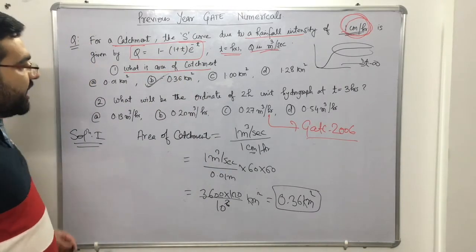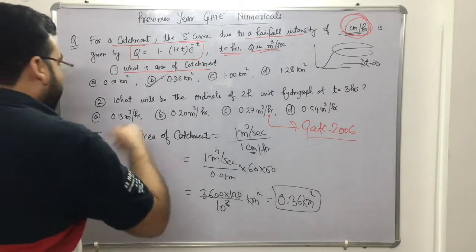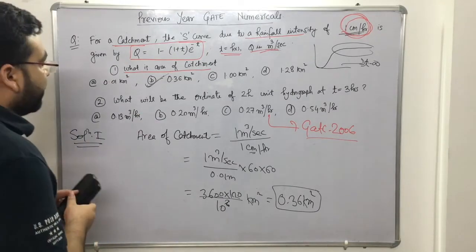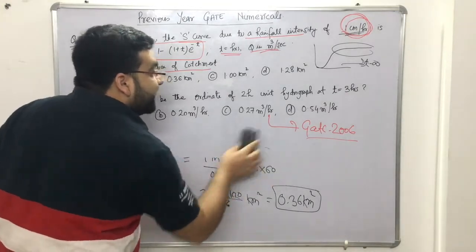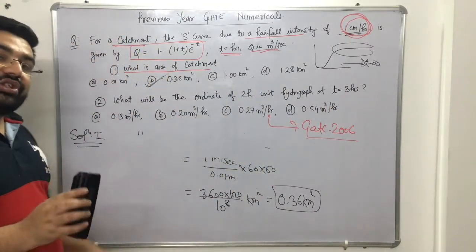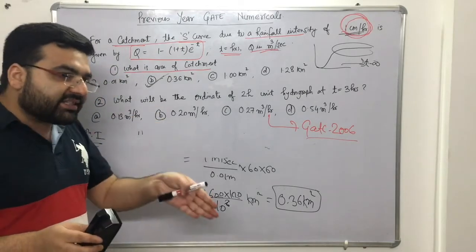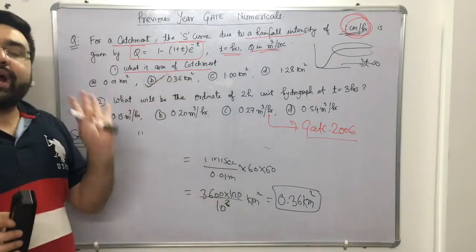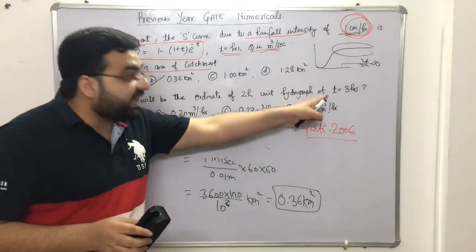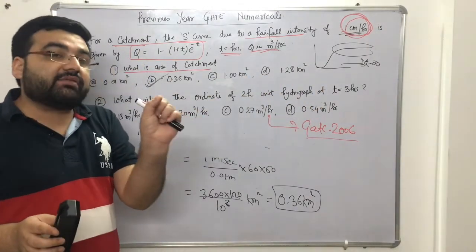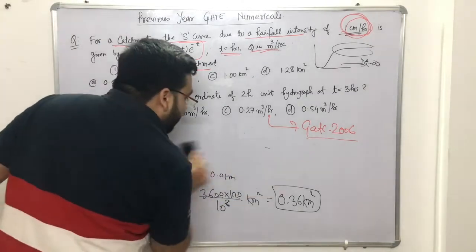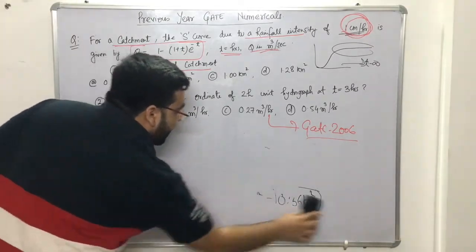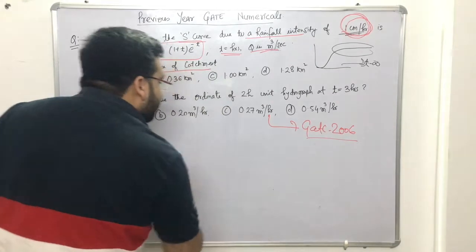Clear? Okay. Now the next part of the question is, what will be the ordinate of 2-hour unit hydrograph at t equals 3 hours? It means that it is asking me about the instantaneous unit hydrograph. Simple, because at a particular time interval, it's an instantaneous time, at t equals 3 hours. So what I have to do? I have to apply the method of instantaneous unit hydrograph.